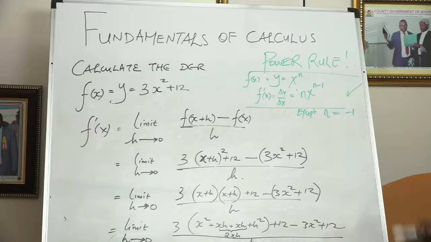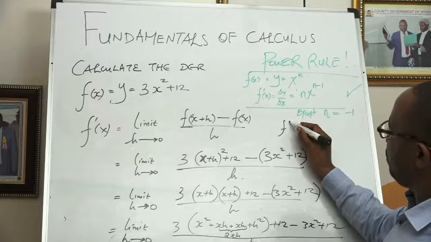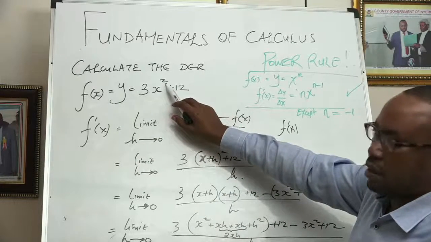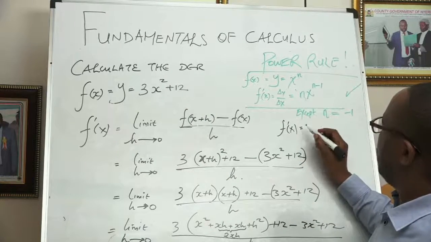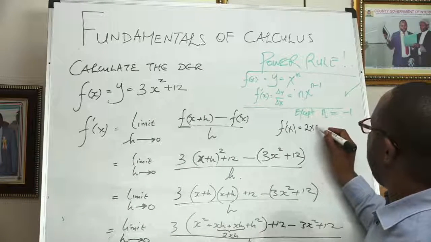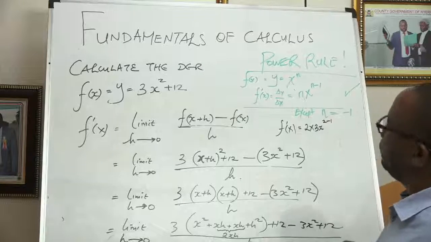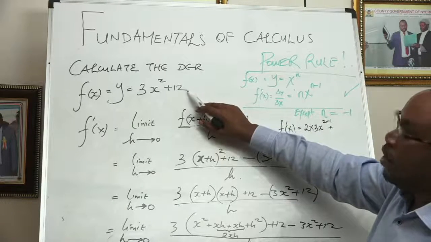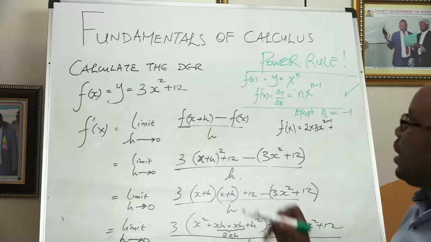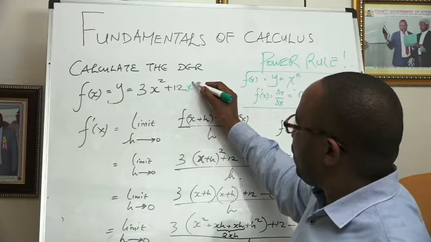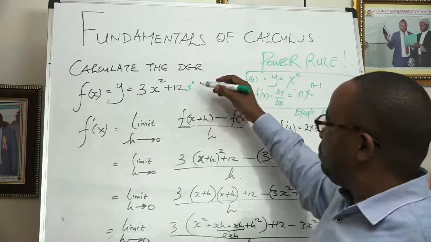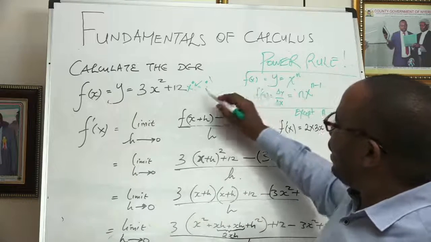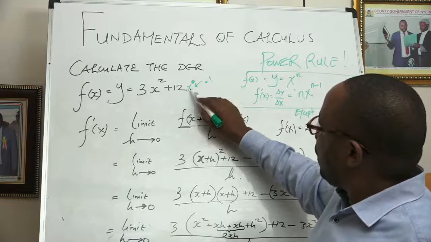Therefore, using the power rule, the derivative of this x is going to be this power, you bring it to 2, multiply by 3x, then 2 minus 1, plus, whenever you see a constant like 12, there is usually an x raised to power 0 that we do not write, because anything that is raised to power 0 is 1. If you raise any number to power 0, it is 1. So x to power 0 here is 1.